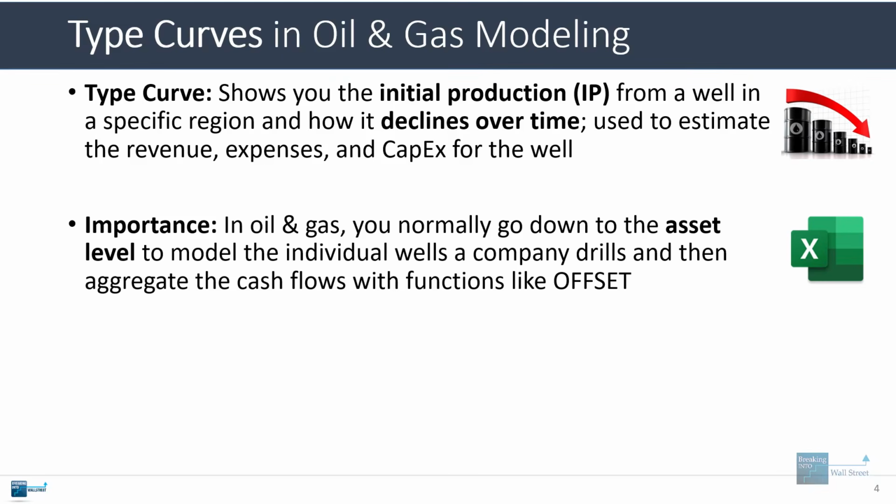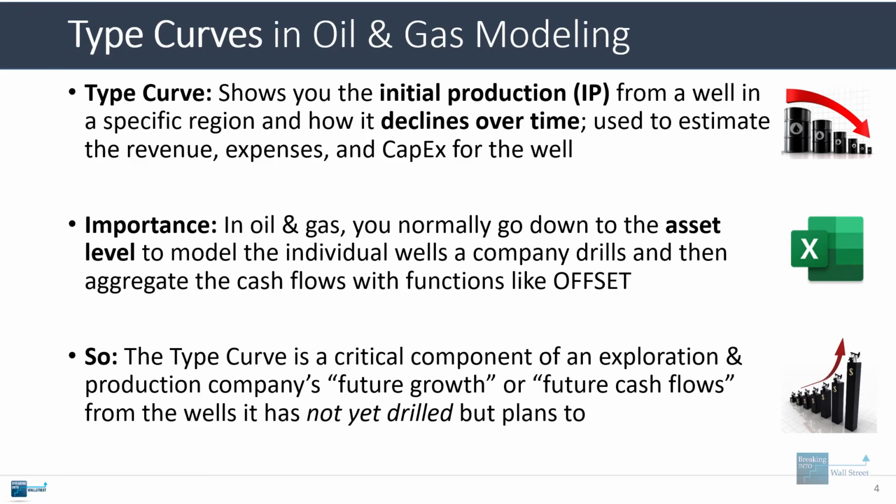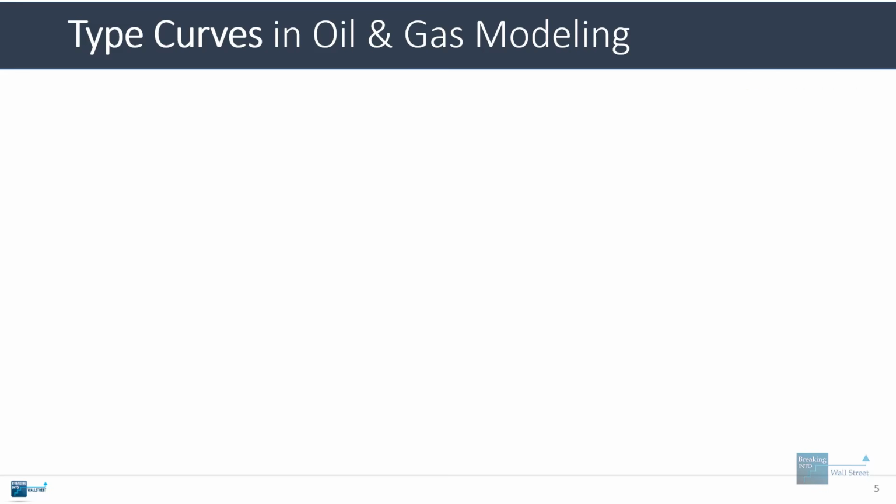In oil and gas, you normally go down to the asset level to model the individual wells that a company drills, and then you aggregate the cash flows with functions such as offset to create a bit of a roll-up summary that has the cash flows from all the different sources in one spot. So the type curve is a critical component of an exploration and production company's future growth or future cash flows from the wells that it has not yet drilled but plans to drill in the future.